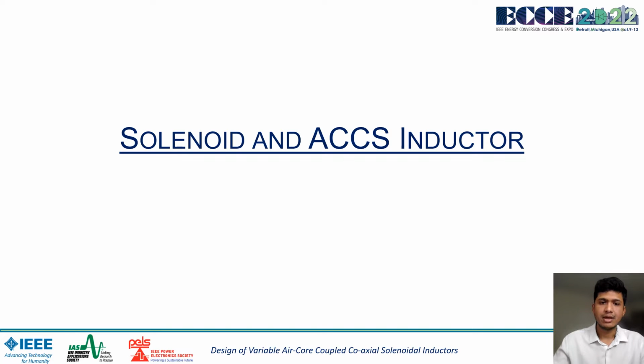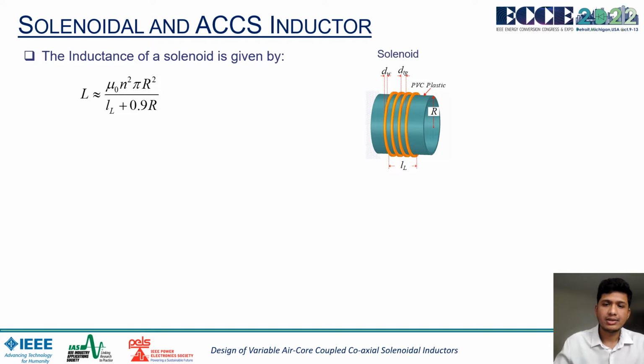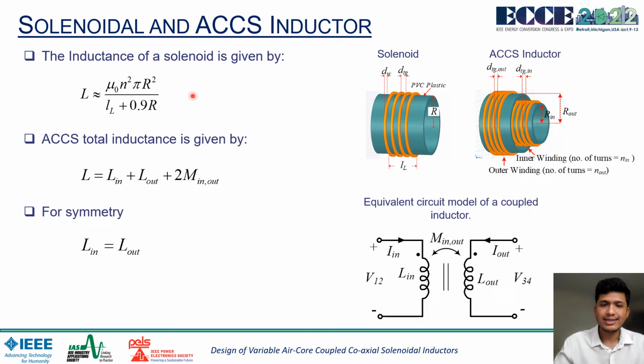In the next section, we discuss the solenoid and ECCS inductor structure, as well as a comparative analysis. The inductance value of a solenoid in terms of its geometrical parameters is well known. It depends on the number of turns, radius, as well as the length of the solenoid. For an ECCS, there are two sets of winding and its inductance can be written as the sum of the self-inductance of the inner and outer windings together with the mutual inductance.